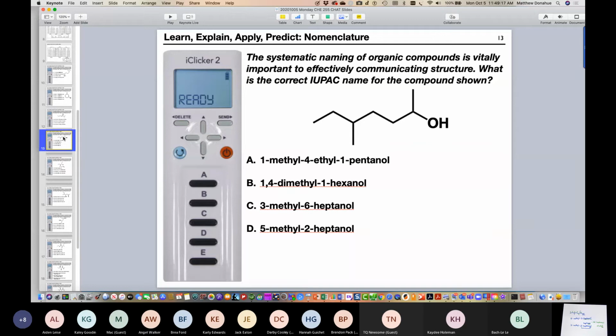Again, the reason why B is not correct is because it's assuming that you're starting the numbering here. 1, 2, 3, 4, 5, 6. But that's not the longest chain. Again, rule number 1 is finding the longest chain.